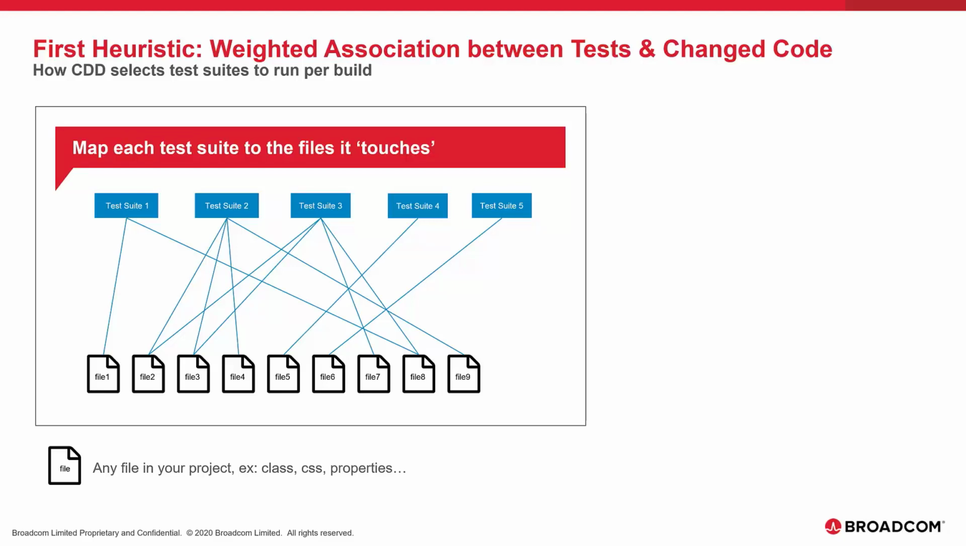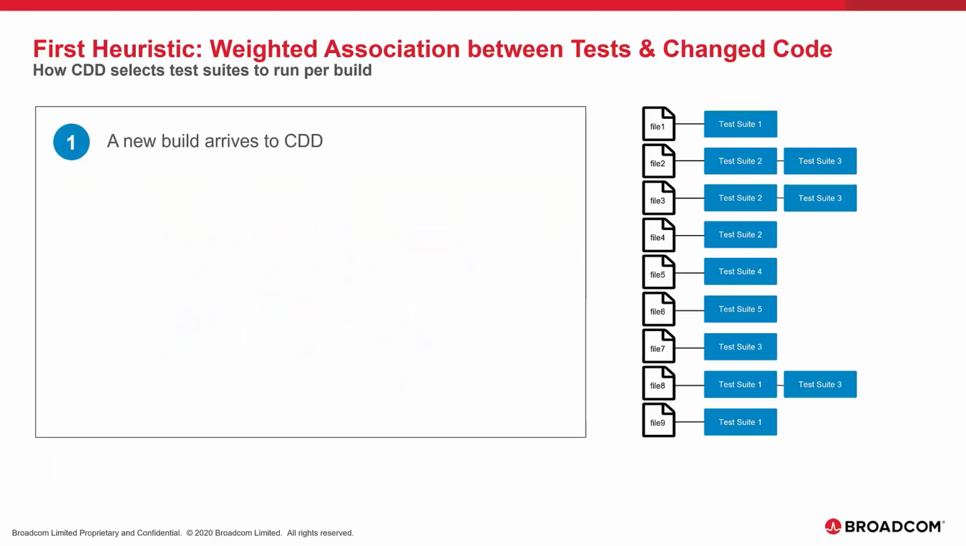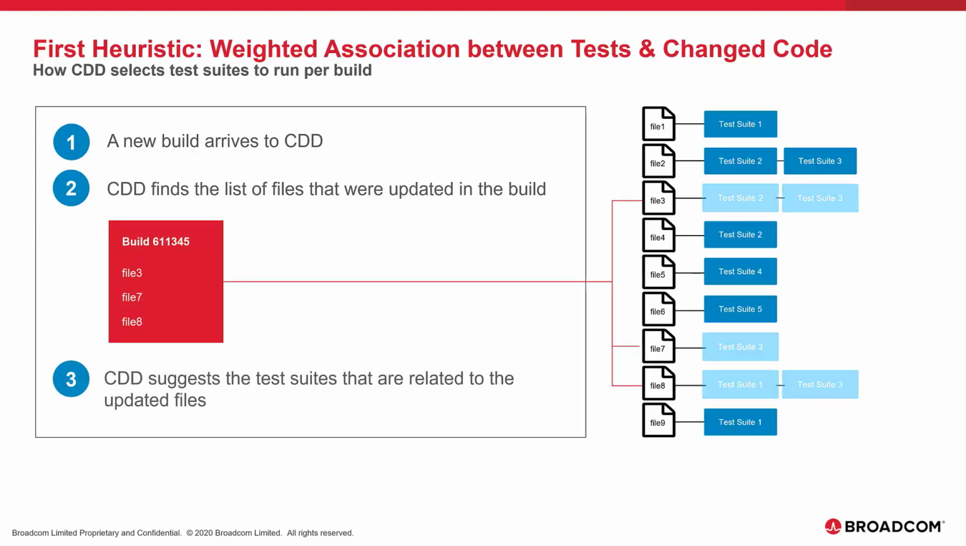So once this initial mapping is done, the agent passes the information back to CDD. And CDD then inverts that map. So instead of starting with the test suites, the inverted map starts with each file in the repository and shows which test suite or suites correspond to those files. Now, when CDD receives notification of a new build, it identifies the list of files or classes that were updated in that build. Then it can use the defined map to suggest the test suites that are associated with and relevant to the updated files. And this is how CDD selects the tests that are relevant to the latest build changes.